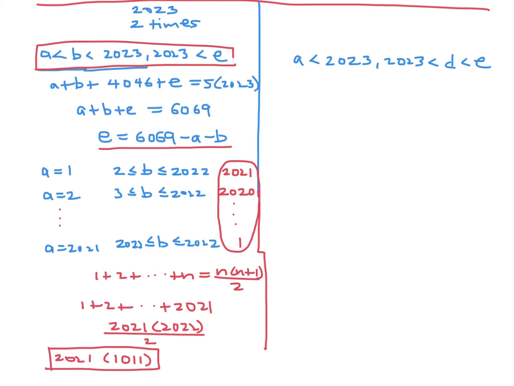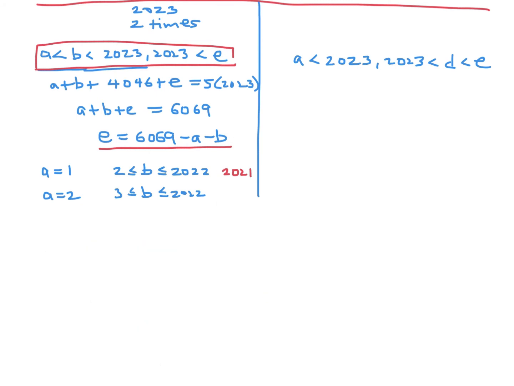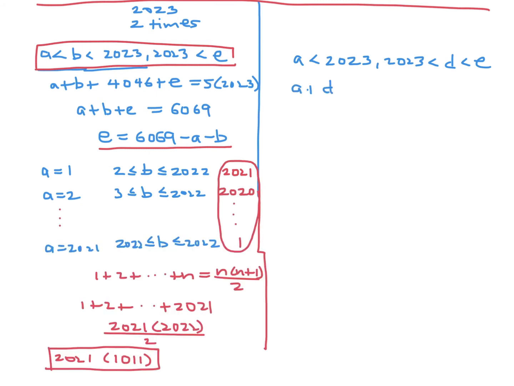Okay. So we got to do the same thing over here. It'd be very similar. And let's go and do that. So if we use the mean calculation, A plus D plus E is going to be equal to 3 times 2023, so 6069. Very similar to over here.